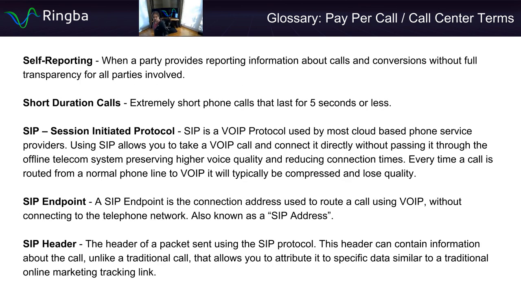Self-reporting. This is when a party provides reporting information about calls and conversions without full transparency for all the parties involved. And so what happens a lot in this space is the call center will say, we'll send you reporting. And so you drive a lot of calls into the call center and they don't have their own tracking platform. Maybe they're not using Ringba, so they can't give you an account so you can see the statistics verified by a third party. And at the end of the day, if you're lucky, because some of them are sloppy, they send you a spreadsheet with all the calls in it.